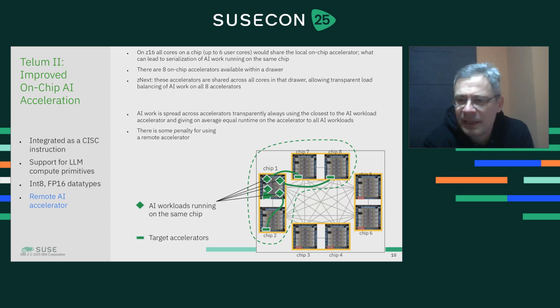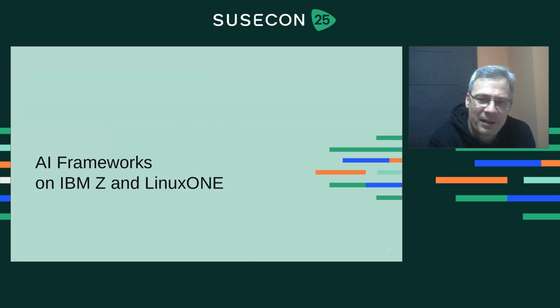Now, would it be great if you were able to actually utilize not only that single AI unit on the same chip, but also the AI units on the remote chips in the same drawer? That's exactly what we're doing here. So what you can do now is take advantage of the AI accelerators, up to 8 in total, which are available on the other chips sitting on the very same drawer. That's to come later this year, so keep your eyes out for that one.